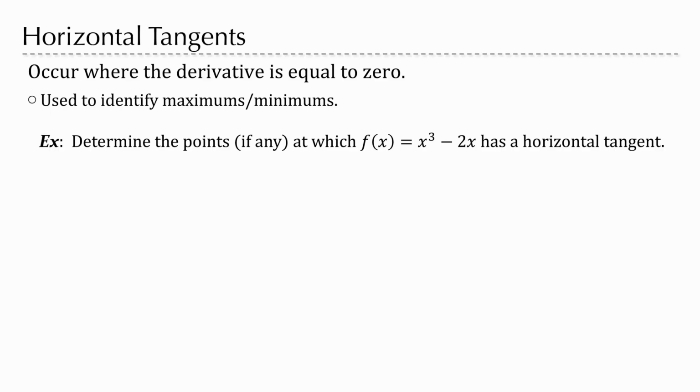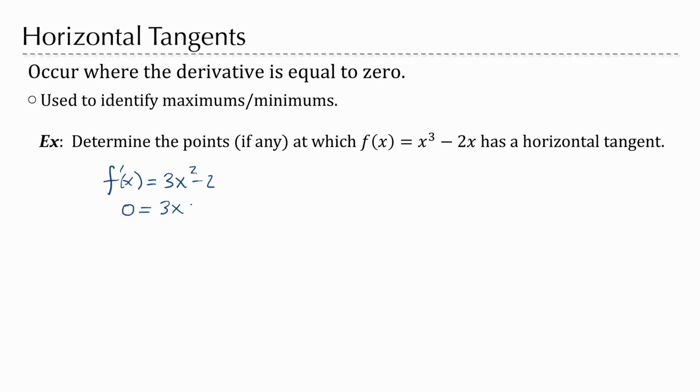Given this graph here, or I should say the function x cubed minus 2x, we want to figure out where it has a horizontal tangent. So we find the derivative, we solve for zero, and that will tell us the locations, the x values, where that will occur. So the derivative by the power rule is going to be f prime of x equals 3x squared minus 2. Okay, so again, this gives me the slope of the graph anywhere, but I want to know where the slopes are zero.